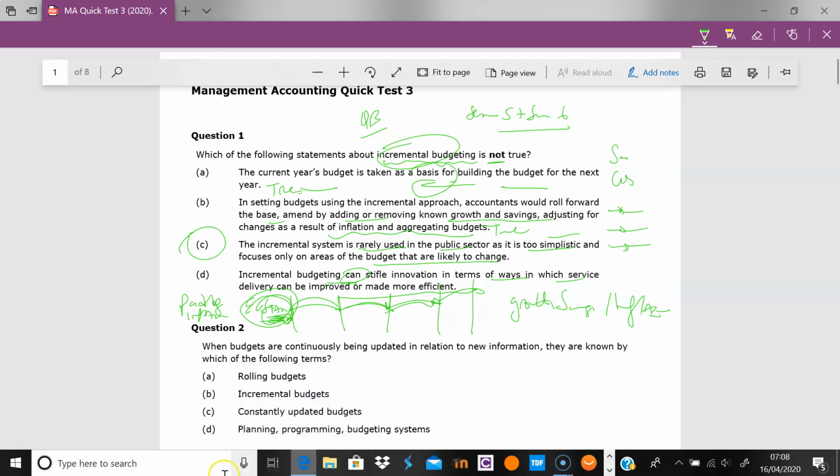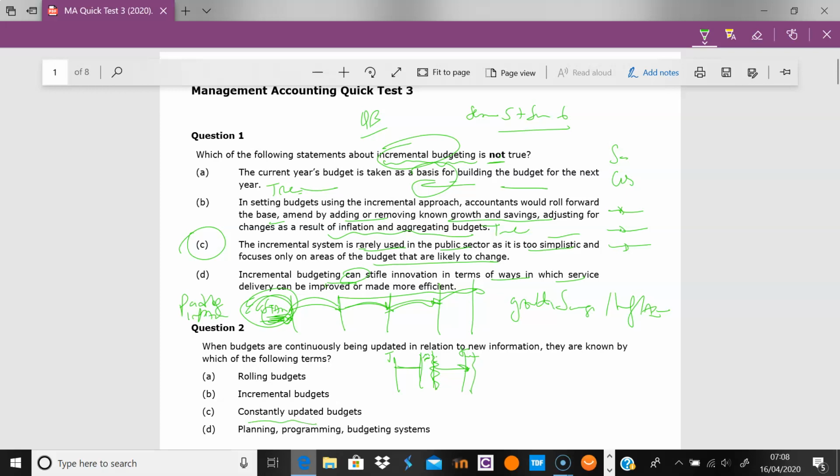Okay, great. Let's look at question 2. It says, which budgets are continuously being updated in relation to new information? The whole idea is you'd start your budget, say, in January. Come March, you would stop and compare the budget to what's actually happened. So you have your 3-month budget, compare what's happened in the first 3 months, readjust and start again, get to the end of April, May, June, get to the end of June, and ask the questions again. You can see it's a constantly updated budget.